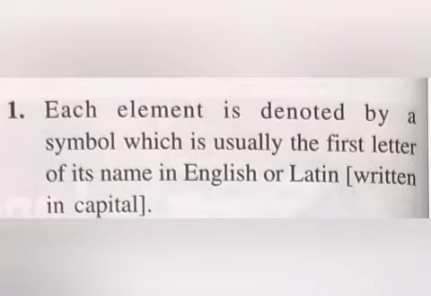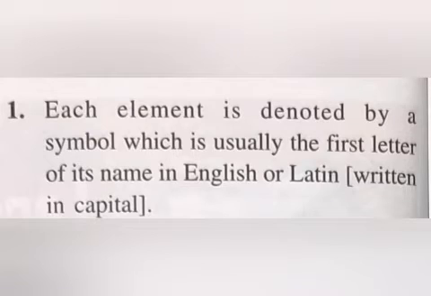The symbol of an element is the one- or two-letter abbreviation of its English, Greek or Latin name. In the 19th century, a Swedish chemist, Jacob Berzelius, systematically assigned the symbols of the elements, which were soon accepted by chemists everywhere. According to him, each element is denoted by a symbol which is usually the first letter of its name, in English or Latin.